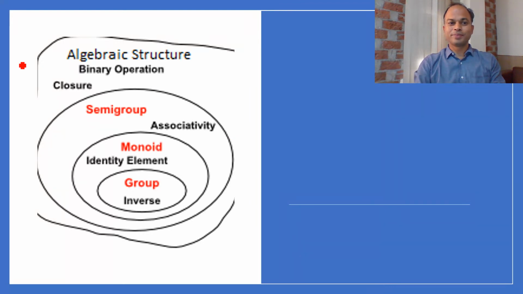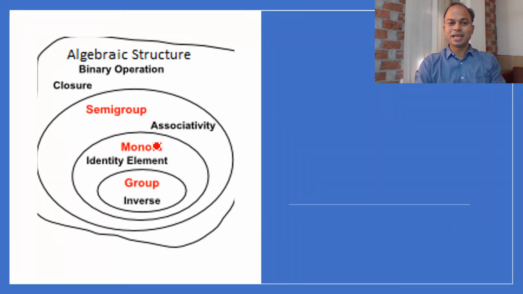At the top level, we are discussing algebraic structure. An algebraic structure is basically a set with a binary operation, and this algebraic structure satisfies the closure property. This concept is called algebraic structure. Next, we talk about the semi-group. If we add the associative property to the algebraic structure, then this concept is called semi-group.